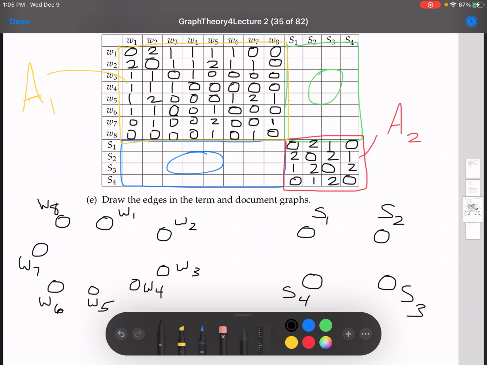Continuing our example, here we have the matrix A squared minus D, which you can see is block diagonal. Now we can think of each of its blocks, A1 and A2, as adjacency matrices for two disconnected graphs, or two disconnected subgraphs. Because A1 deals only with words, we consider its associated graph the word graph or term graph. And because A2 only deals with sentences, we consider its associated graph to be the sentence graph or document graph.